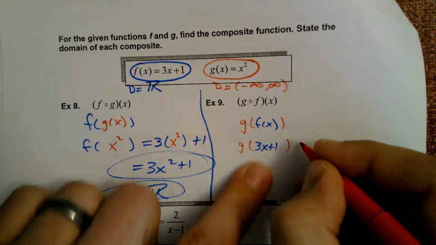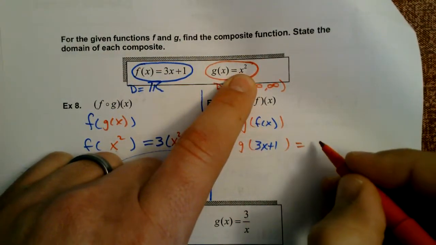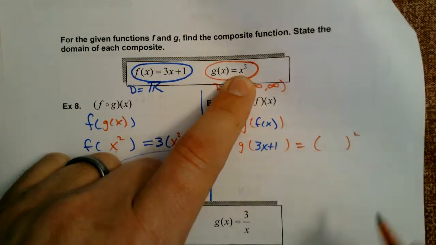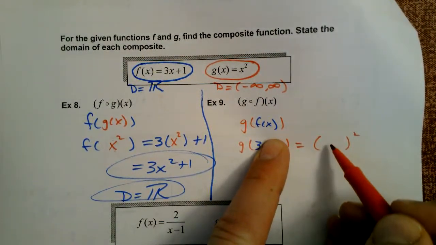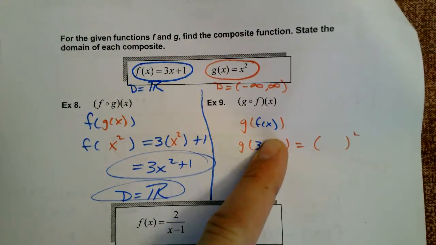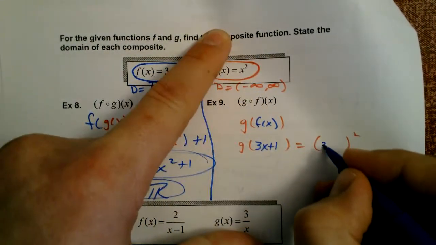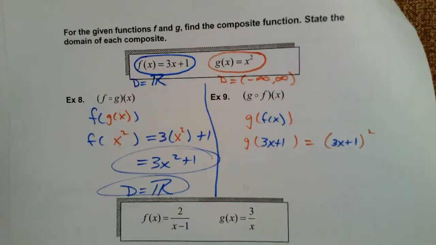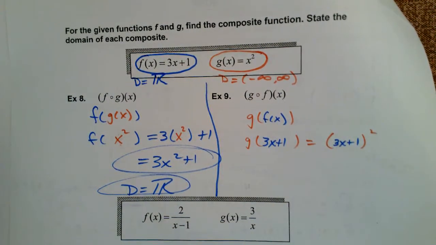Okay. So I look at the g function. The g function says take my input and square it. If my input was 3, I would plug 3 in here, square it, and I'd be done. Right? I would get 9. But that's not my input. My input is f of x. It's 3x plus 1. So I've got to take 3x plus 1 and square it.